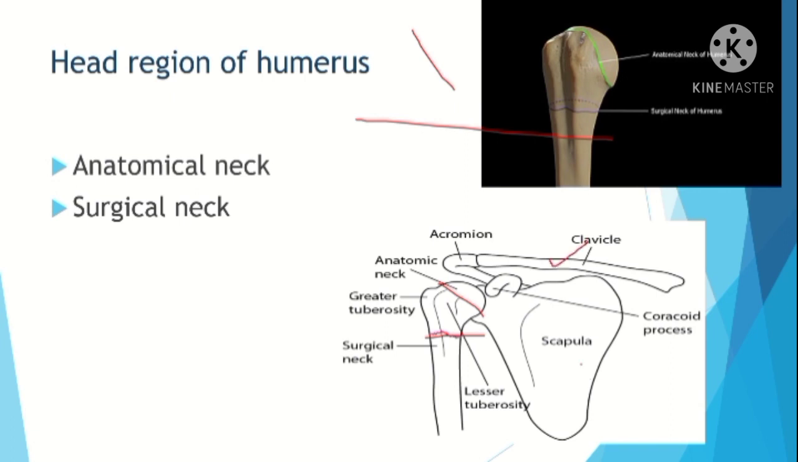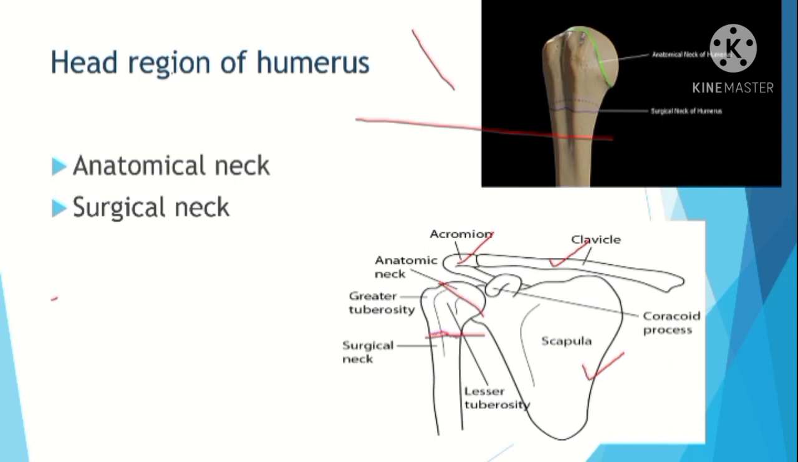Here you can see the clavicle, scapula, and the acromion. The joint between the acromion and the clavicle is called the acromioclavicular joint. This is the coracoid process, and this is the scapula. So now let's move to the next slide.